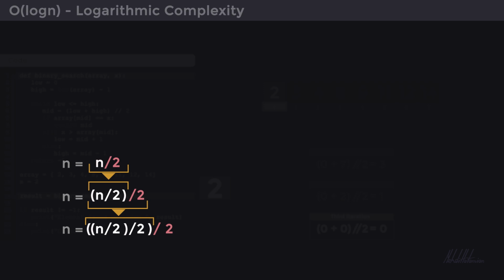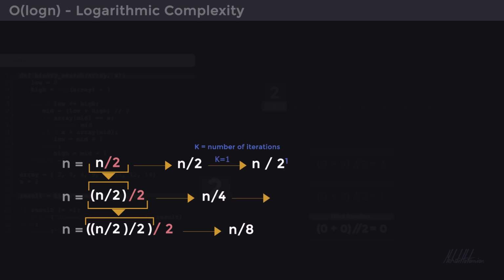In each iteration of the binary search, we divide the search space by 2. As a result, after k iterations, the search space has been divided by 2 to the power of k. K represents the number of iterations until reducing the search space to 1. Therefore, here in our example for binary search, we can conclude that the search space has been reduced to 1 after 3 iterations.